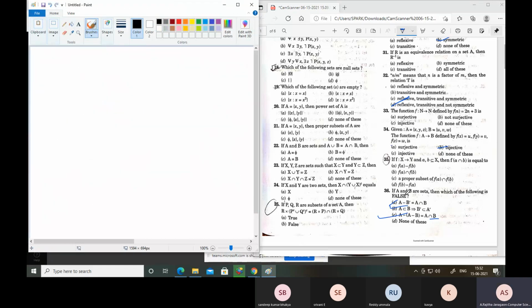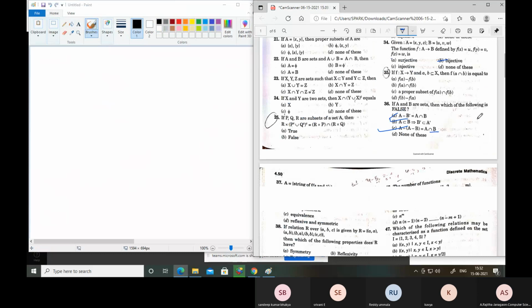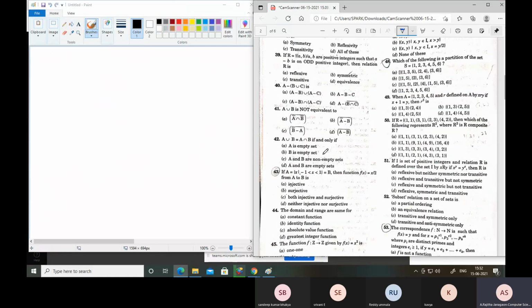The next one. Now see here, like that you can check some questions. Okay, now see here, this one, A minus B union C. So which one is correct? A minus B intersection A minus C. So like that you can check all these.